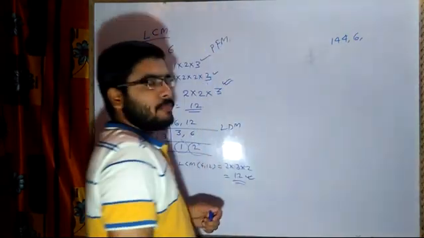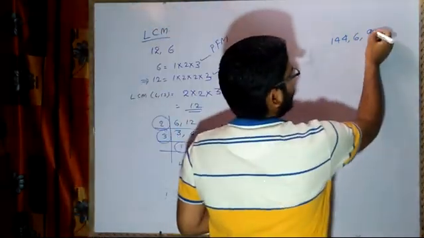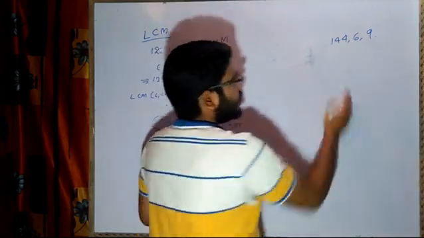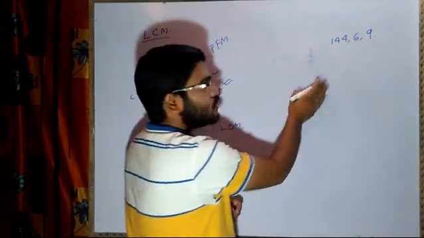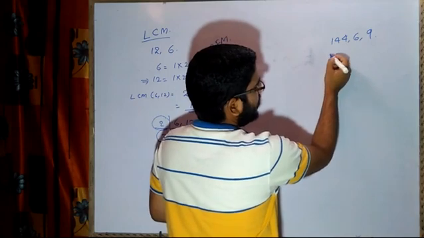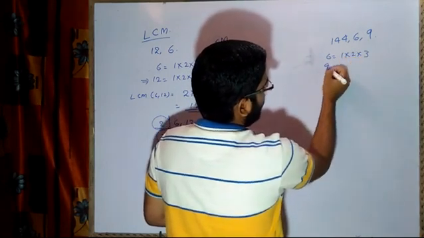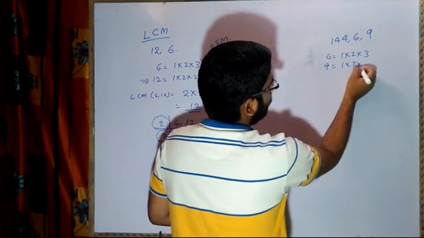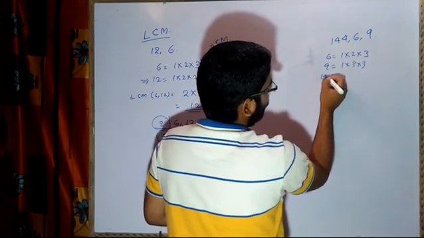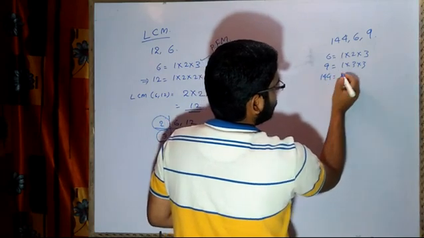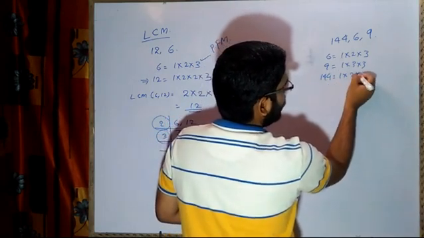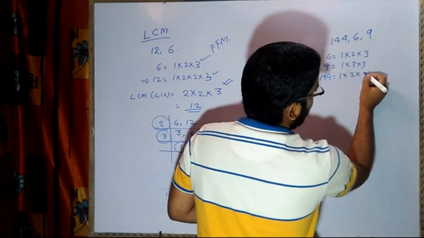Now another example, you take 144 and 6. These two numbers are there. One more number we can take. Let us take 9. Then we have to find the LCM using the prime factorization method. Then for 6 we have 1 into 2 into 3. Then for 9 we have 1 into 3 into 3. For 144 we have 1 into 2 into then we have 72.